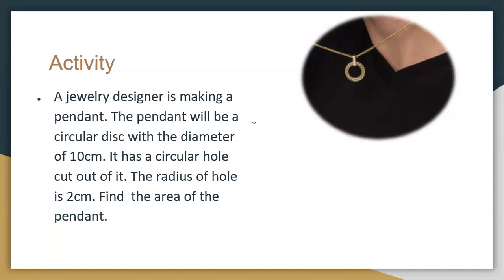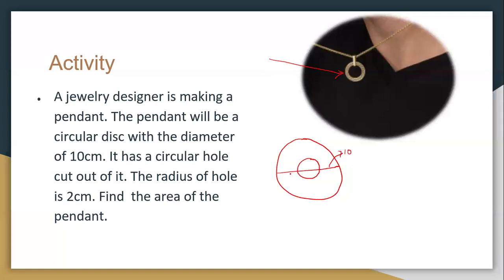So for those who don't know what a pendant is, I think it is like those necklaces that girls usually put on, or boys, but it is so common in girls. It is something in a circular form, but inside it there is always a hole. So they are telling you that this jewel has a circular disc with the diameter of 10, meaning that the distance here, the bigger one, is 10, and it has a circular hole cut out of it.